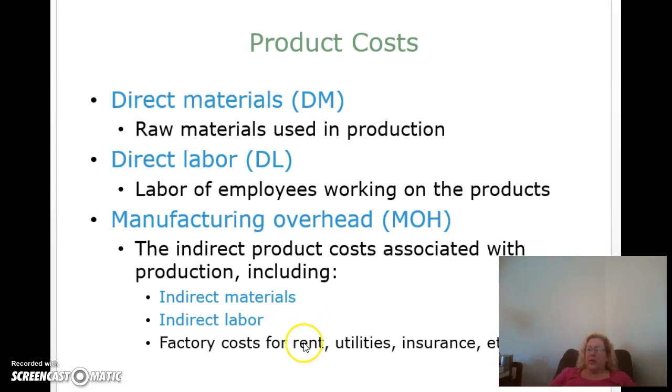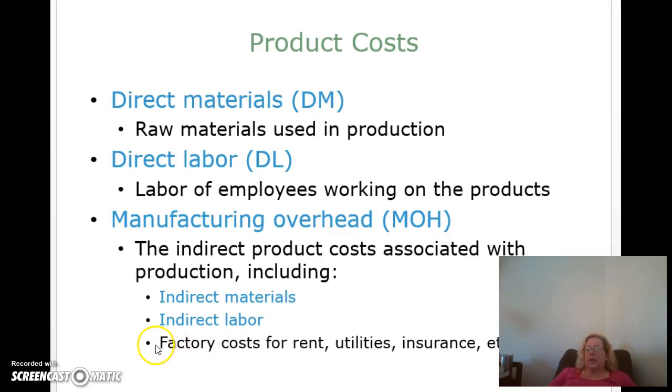If you're paying rent on a factory, then it's manufacturing overhead. If you're paying rent on a building that you house your administrative staff in, that is not manufacturing overhead, okay, because it's administrative. It's not having to do with the factory, okay? So always think of that. Is it a cost associated with the factory? So this would also include things like depreciation on the factory, not depreciation on the administrative building, okay, where you house your secretaries or whatever.